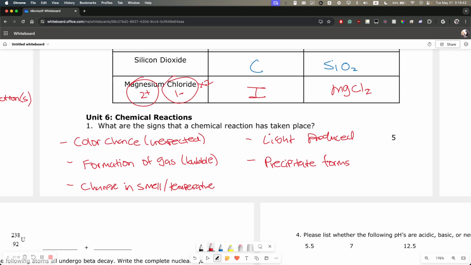And you might ask, what is a precipitate? A precipitate is when you mix two liquids, like two aqueous solutions, and a solid forms. That is a precipitate.